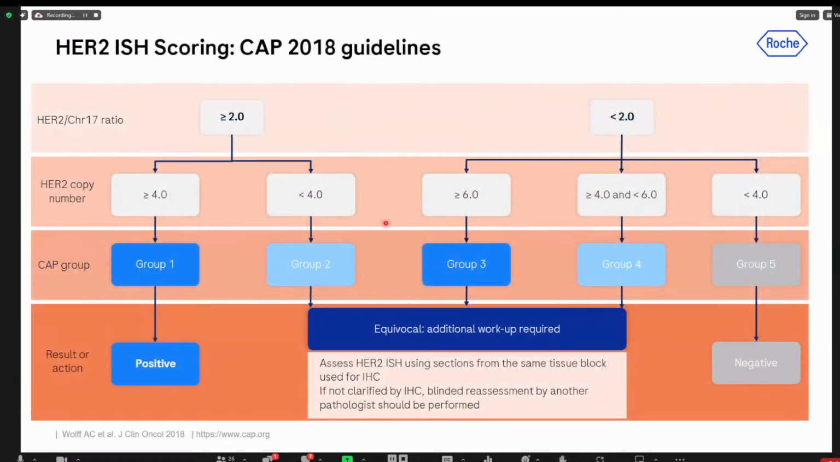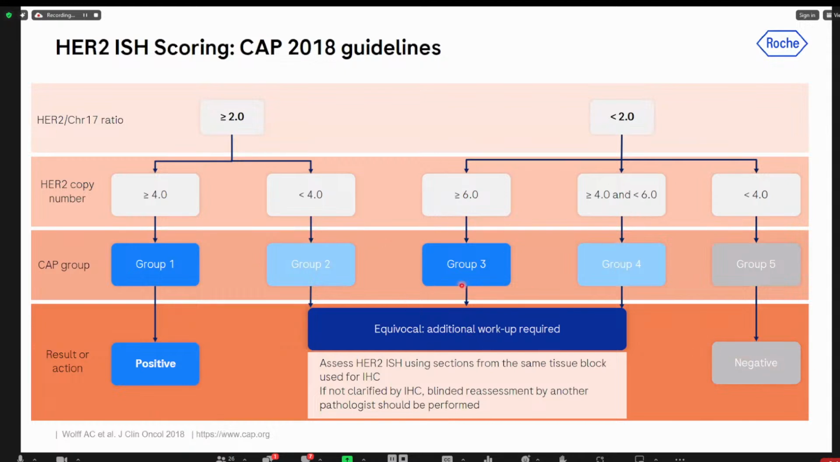But what it resulted in is that we are now dealing with what we call the CAP groups 1 to 5. Group number 1 and group number 5 are the ones that we had from before, and then these 3 in the middle are the equivocal groups. So group number 1 is clearly positive, and that means that you have a ratio that is more than 2, and you have an elevated number of HER2 copy numbers, so more than 4, then you're clearly in the positive amplified situation. And as for group 5, you have a ratio that is less than 2, and you have HER2 copy numbers less than 4, so really not many copy numbers, and you're clearly in the negative status.